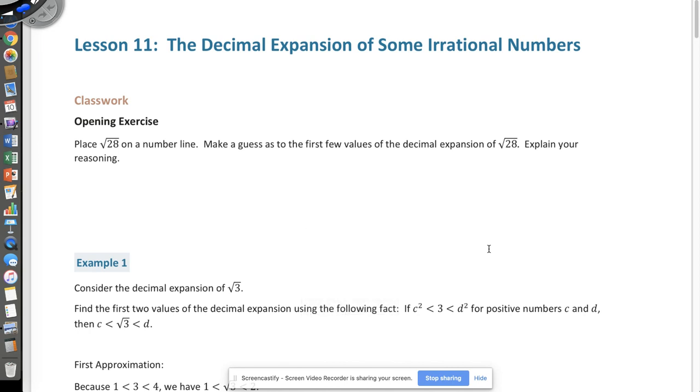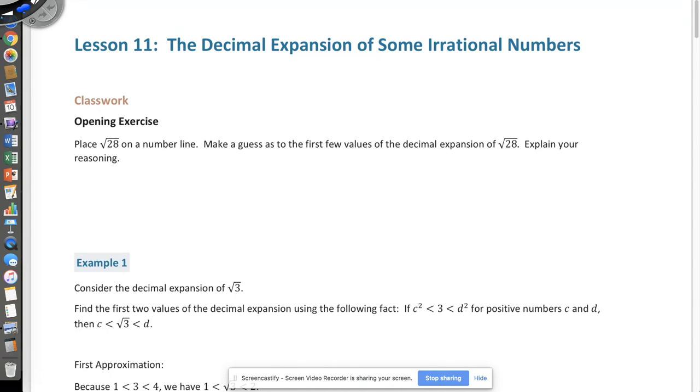All right, this is 8th grade, Module 7, Lesson 11 on decimal expansion of some irrational numbers. So kind of similar to what we've been doing this whole time as far as dealing with radicals and breaking down those square roots into squares that can multiply into them. So let's look at this one.